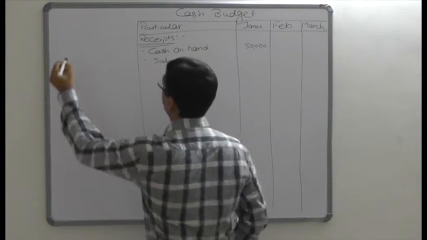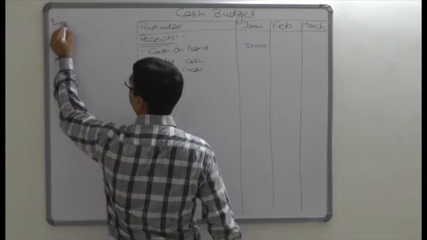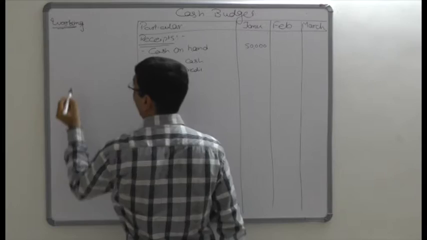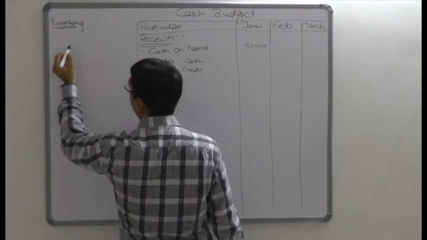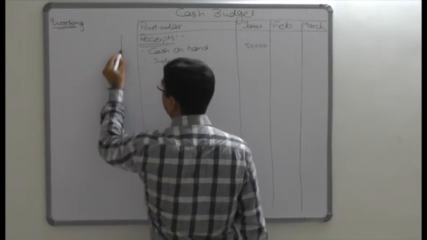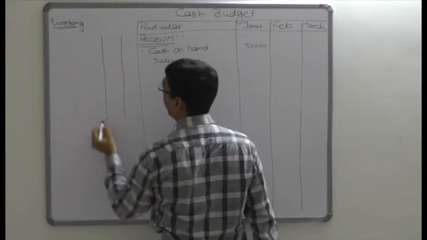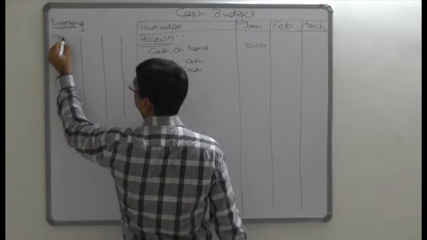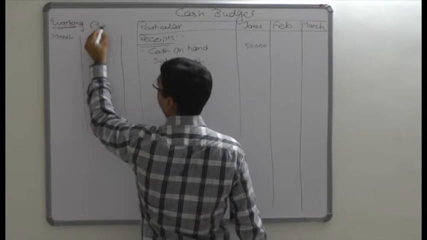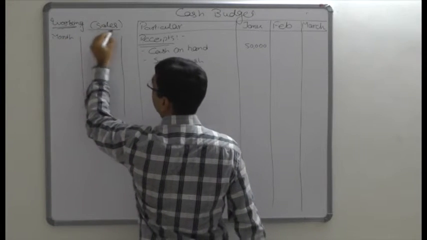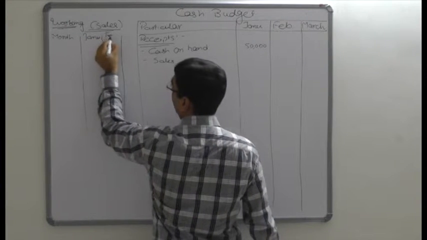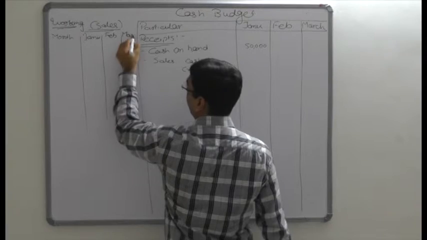Here I'm going to do a working for the same. For that working, we need to calculate the 3 months' sales. Working is for sales. This is January, February, and March.